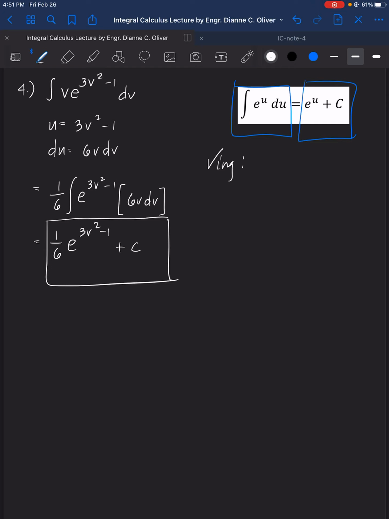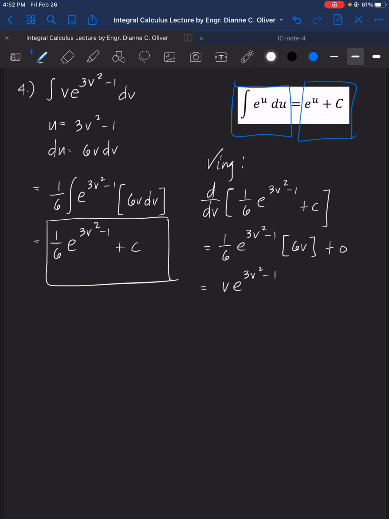Checking by differentiation, we have here the derivative of 1/6 e raised to 3v squared minus 1 plus c. So that is equal to 1 over 6 e raised to the power 3v squared minus 1. Then the derivative of u, or the exponent here, is 6v plus 0. That is equal to v e raised to 3v squared minus 1. So this is similar with the given again. Therefore, the answer for number 4 is correct.